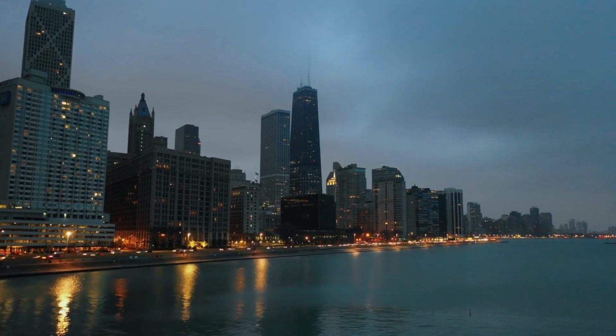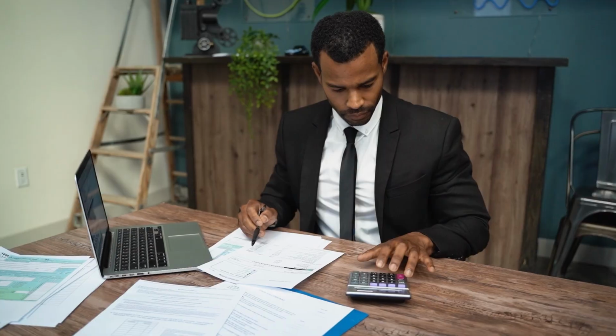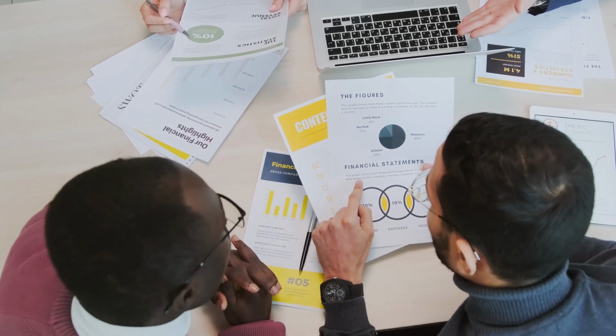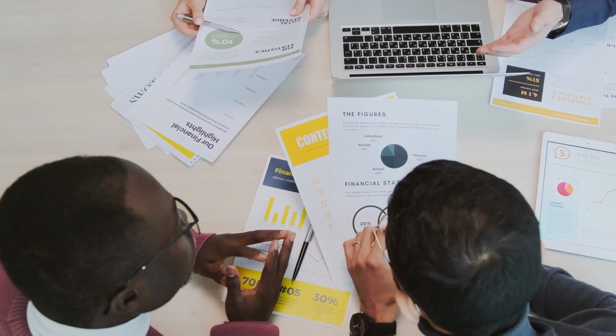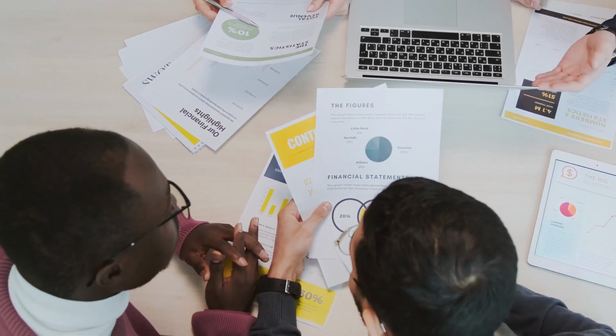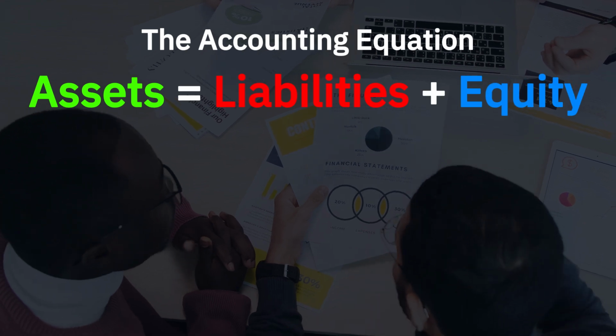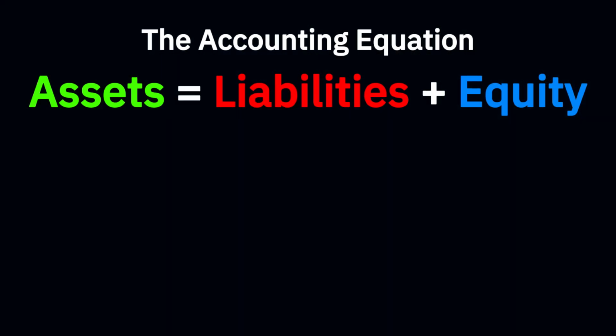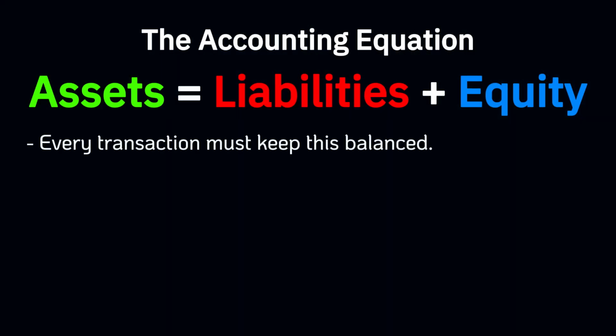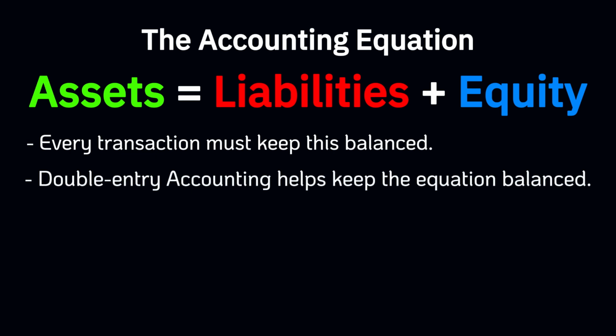This method is used all over the world by businesses, accountants, and banks because it's clear, accurate, and helps prevent errors. And it all connects back to the most important rule in accounting: assets equal liabilities plus equity. Every transaction must keep this equation in balance, and double entry accounting makes sure it does.